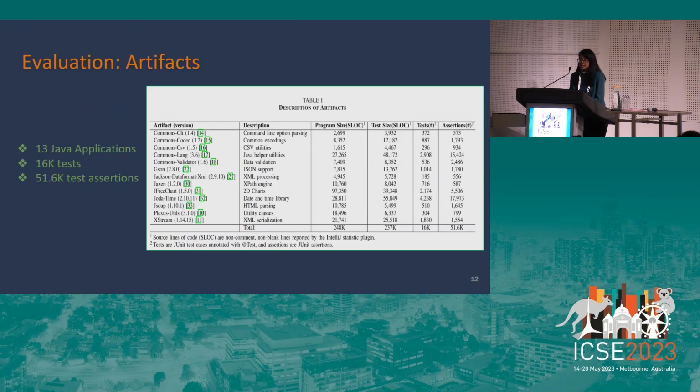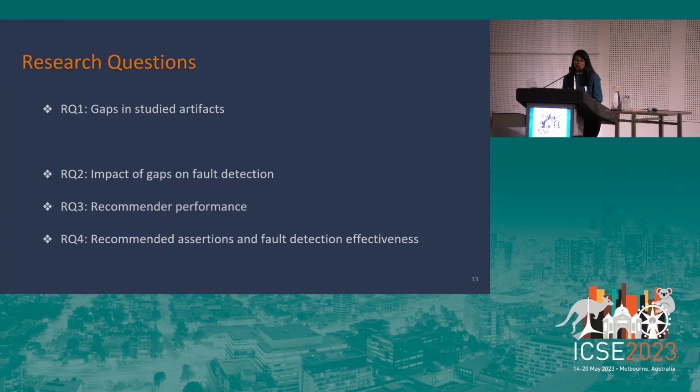And we apply this technique to 13 larger scale Java applications consisting of 16,000 test cases and 52,000 test assertions. We answer 4 research questions. In the first research question, we investigate the gap in the developer written test suites for the 13 Java applications that I just mentioned. And in research question 2, we analyze the impact of gaps on fault detection.